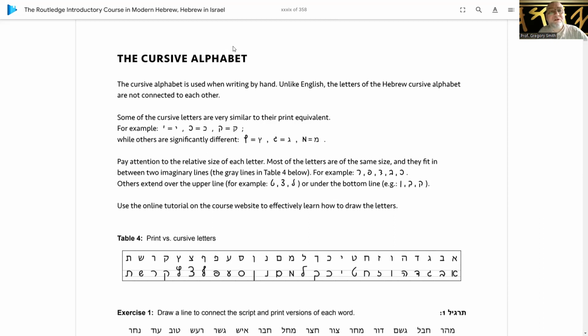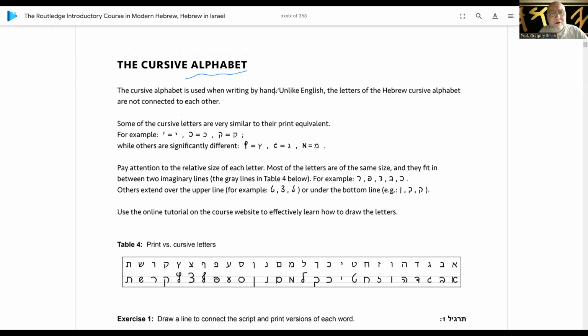So the Hebrew cursive alphabet we have, okay, writing by hand. Unlike English, the letters of the Hebrew cursive alphabet are not connected to each other. Some of the cursive letters are very similar to the print equivalent. For example, here's a block script yod, here's a cursive yod, block script kof, cursive kof, okay?